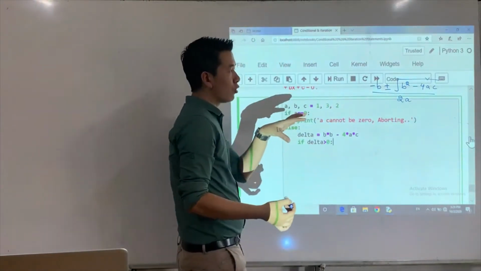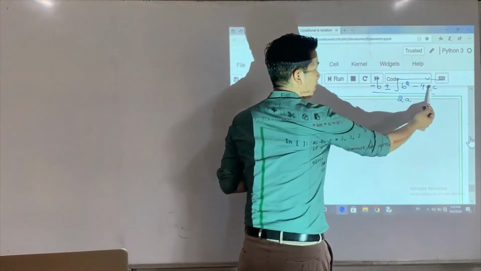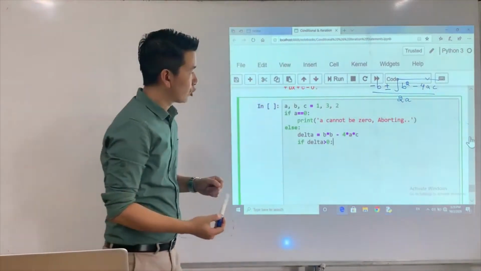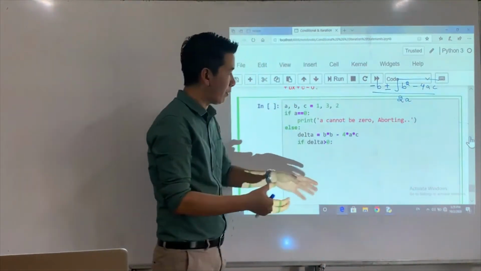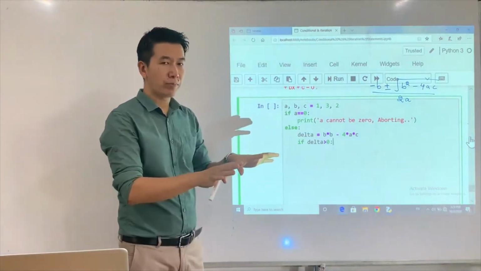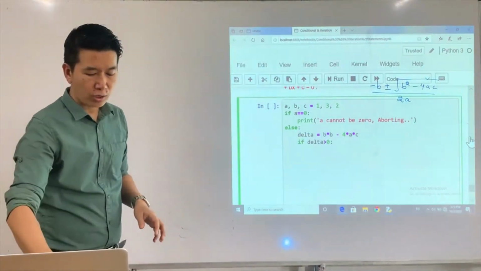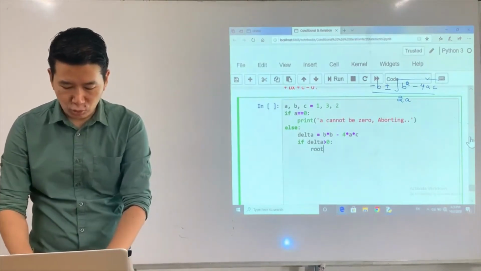a certain specific value for the square root of a positive number, right? So if the value of delta, if the value of b square minus 4ac is a positive number, if it's greater than 0, then this is going to be the first possible combination, right? So I first calculate root 1.